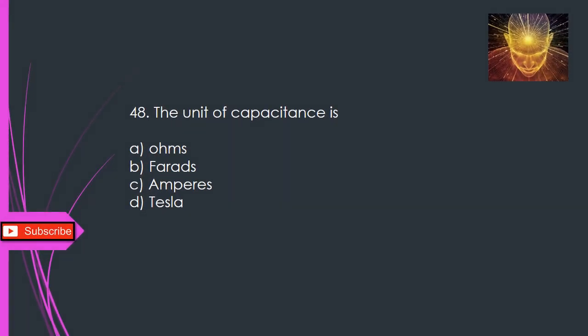The unit of capacitance is: A. Ohms. B. Farads. C. Amperes. D. Tesla. Correct option is B. The unit of capacitance is farads.